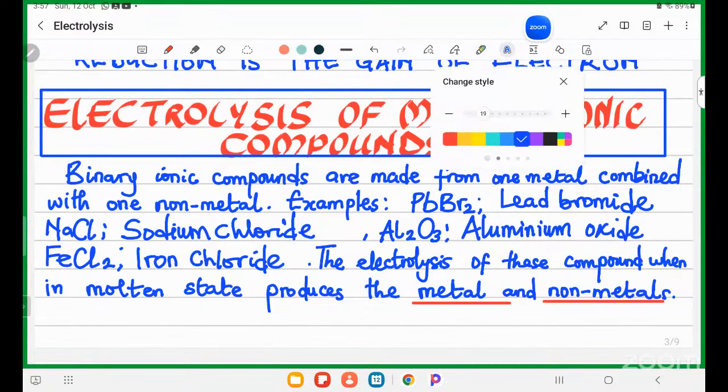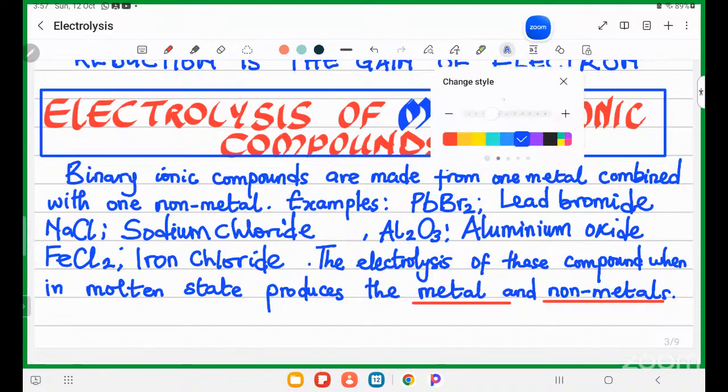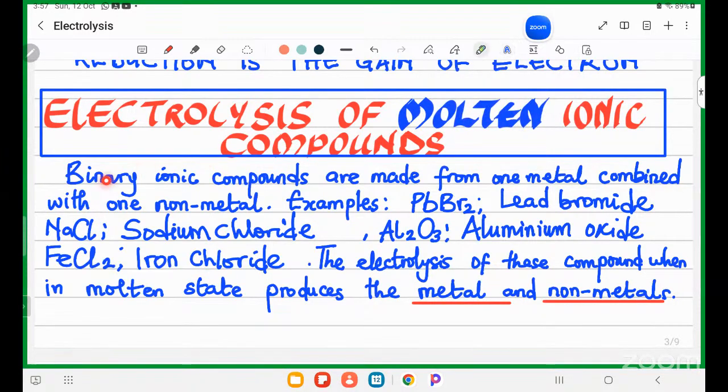Melting ionic compound, not just an ordinary ionic compound, not aqueous this time around, but rather molten. Okay. Now, binary ionic compound. When you say binary, what does it mean? Base 2. Good, true. Bi means two. So binary ionic compounds are made from one metal combined with one non-metal.